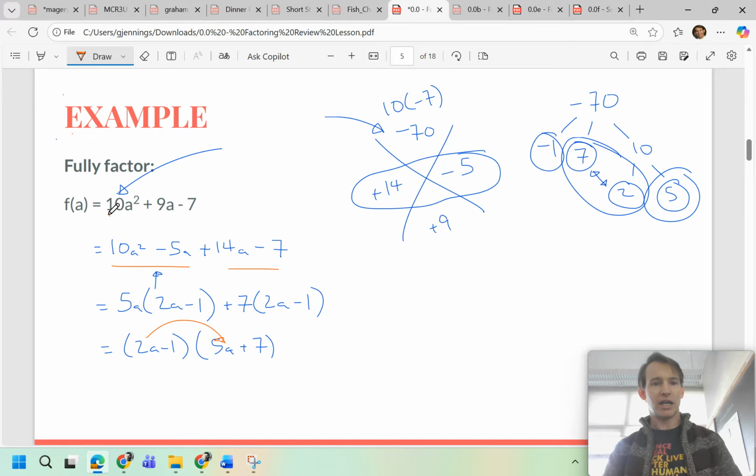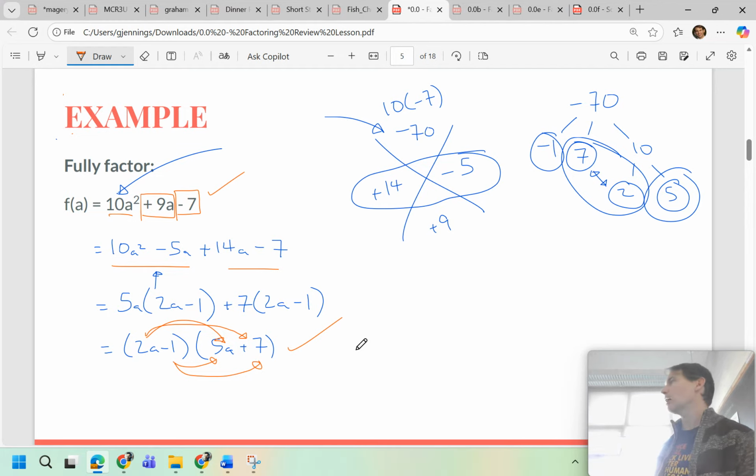That's my 10a squared. And then this gives me 14a, and that gives me minus 5a. And the last time I checked, 14 minus 5 was 9. And then 1 times 7, but it's negative, is negative 7. So I'm good. I'm happy with that. And so I've checked it, and I check it mentally or I write it down. Questions? Let's keep going.